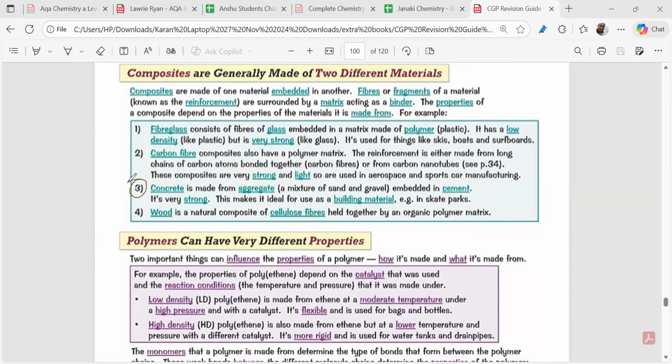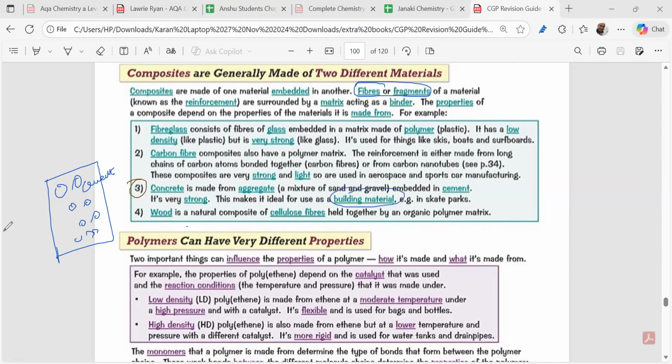The third composite is concrete. Concrete contains what? The matrix is the cement. Cement is the matrix. And what are the fragments we are adding? The sand and the stone chips. Clear? Easy. It is used in building materials.